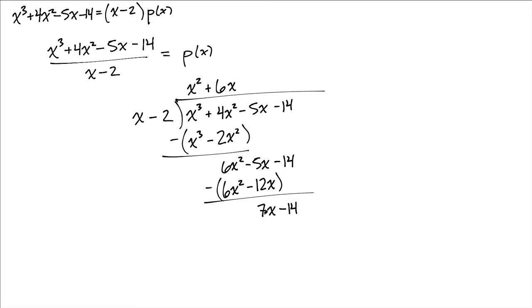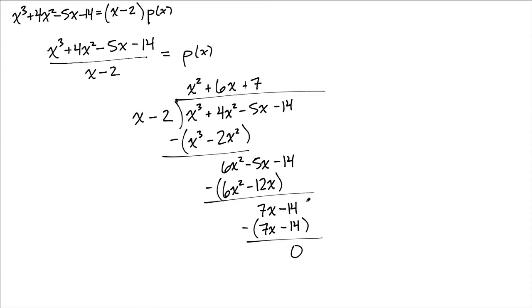And then we do it again. 7x divided by x is 7. So we have plus 7. And we multiply the 7 by the x minus 2. So 7 times x is 7x, and 7 times negative 2 is negative 14. And then we subtract this. And here, everything cancels, so we get a 0.